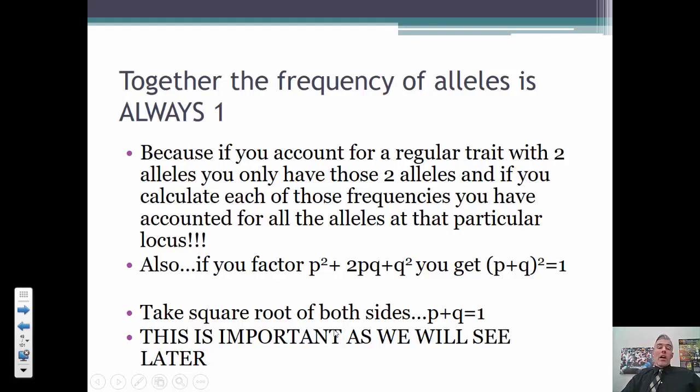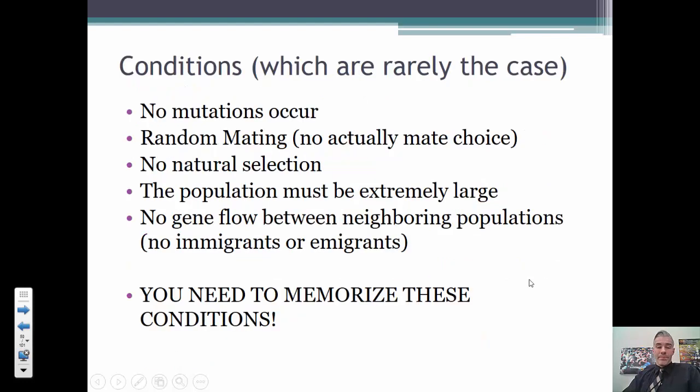Okay. Another thing that you can do to this, if you remember how to factor quadratic equations, if you take this and actually do it, you get P plus Q squared equals 1. So if you factor that, that's what you get. And if you take the square root of both sides, the square root of P plus Q squared ends up being P plus Q, and you take the square root of 1, that's 1. So P plus Q also equals 1. So this will be important to know when we start to do some more problems with this in a little bit. All right, so what does this mean?